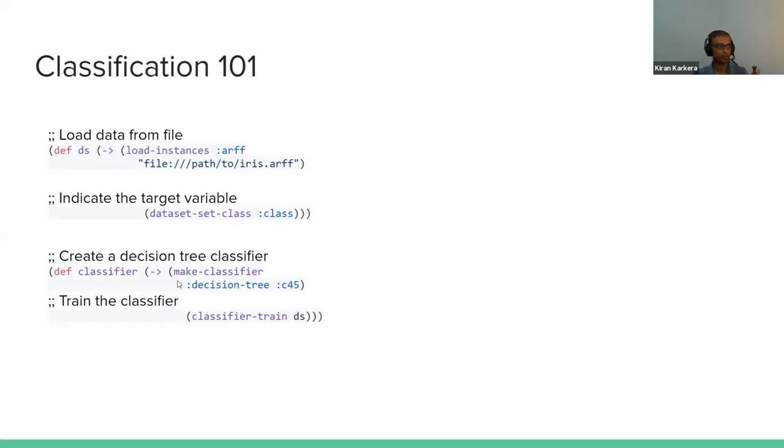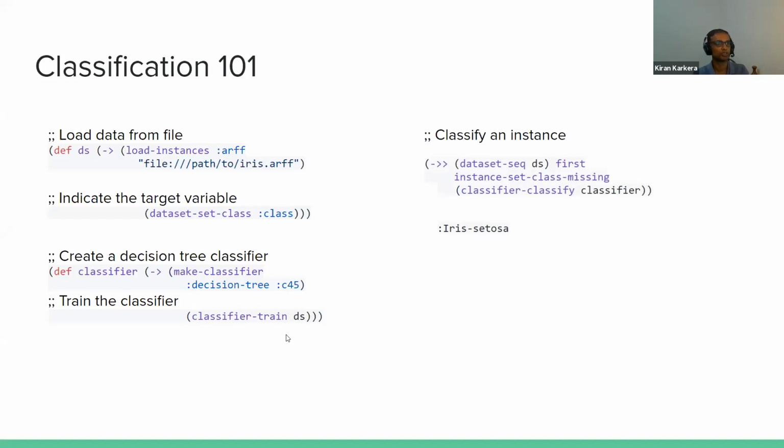And then you can create a classifier by passing arguments. In this case, you can say decision tree, and C45 is one variation of a decision tree. You have a few more of them, and you train it. And you can use the same trained classifier to basically classify an instance. Fairly straightforward. You pass the classifier and you pass an instance, a single instance. And in this case, we're using the iris data set, you get a predicted class for it.